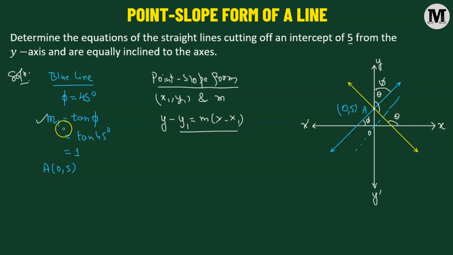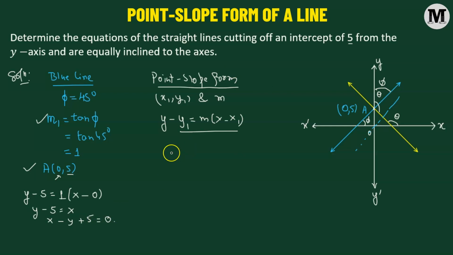Now in our case, we know the slope, which is 1, and we also know the point through which the line passes. So the equation of the line is going to be y minus y1, which is 5, equals the slope 1 multiplied by x minus the x1 value, which is simply 0. So we have y minus 5 equals x, or rewriting the terms, we get x minus y plus 5 equals 0. That's going to be the equation of the blue line.